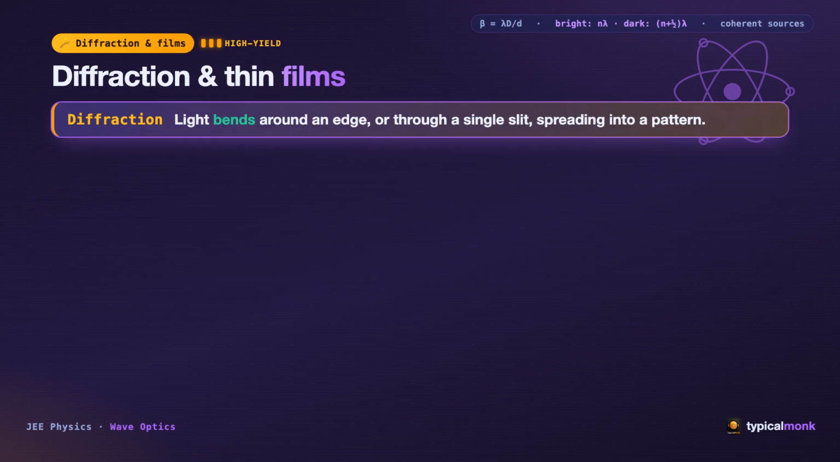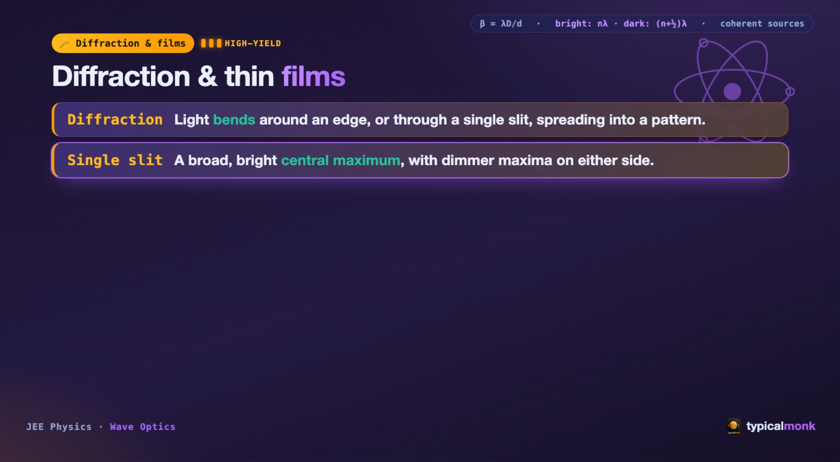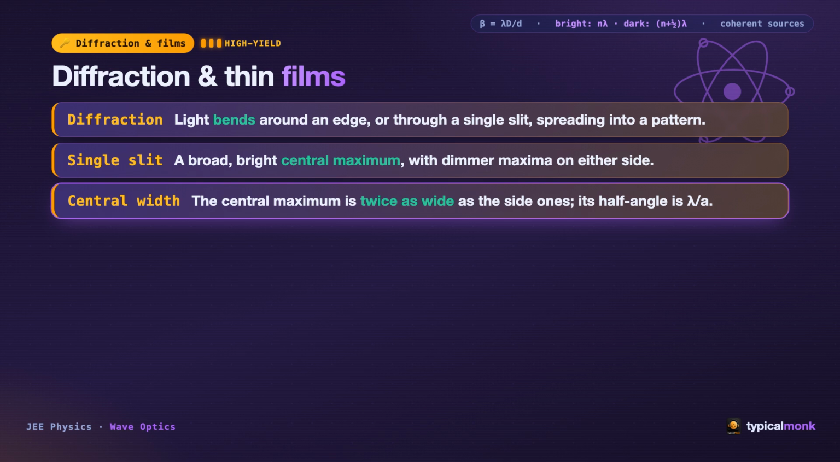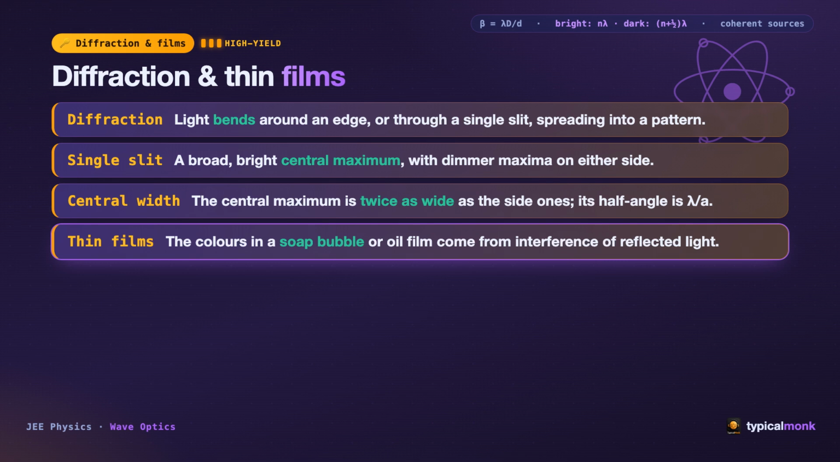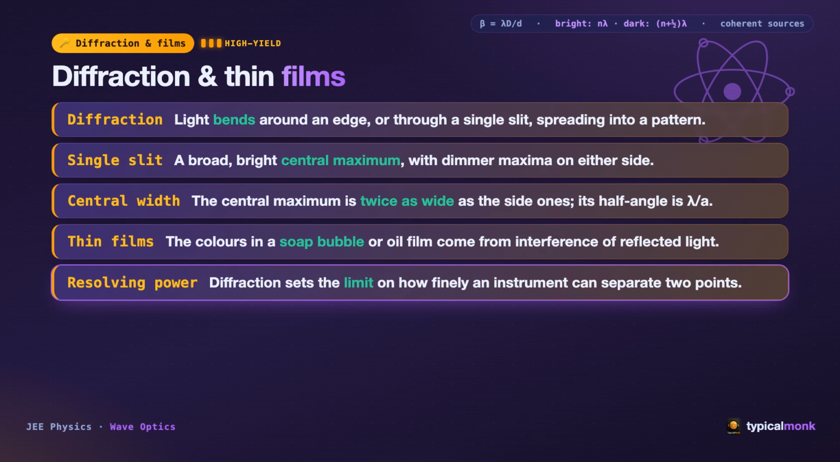Now, diffraction and the colors of thin films. Diffraction: light bends around an edge or through a single slit, spreading out into a pattern. The single slit: it gives a broad, bright central maximum, with dimmer maxima on either side. The central width: that central maximum is twice as wide as the side ones, and its half angle is lambda over a, the wavelength over the slit width. Thin films: the shifting colors in a soap bubble or an oil film come from the interference of light reflected off the two surfaces. Resolving power: diffraction sets the ultimate limit on how finely any instrument can separate two nearby points.